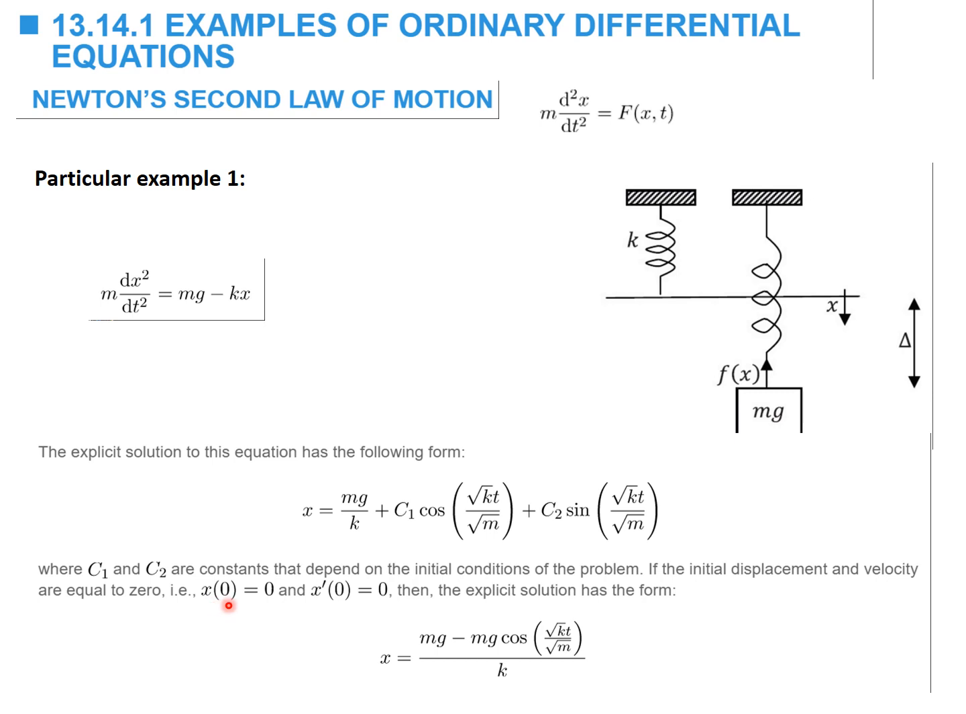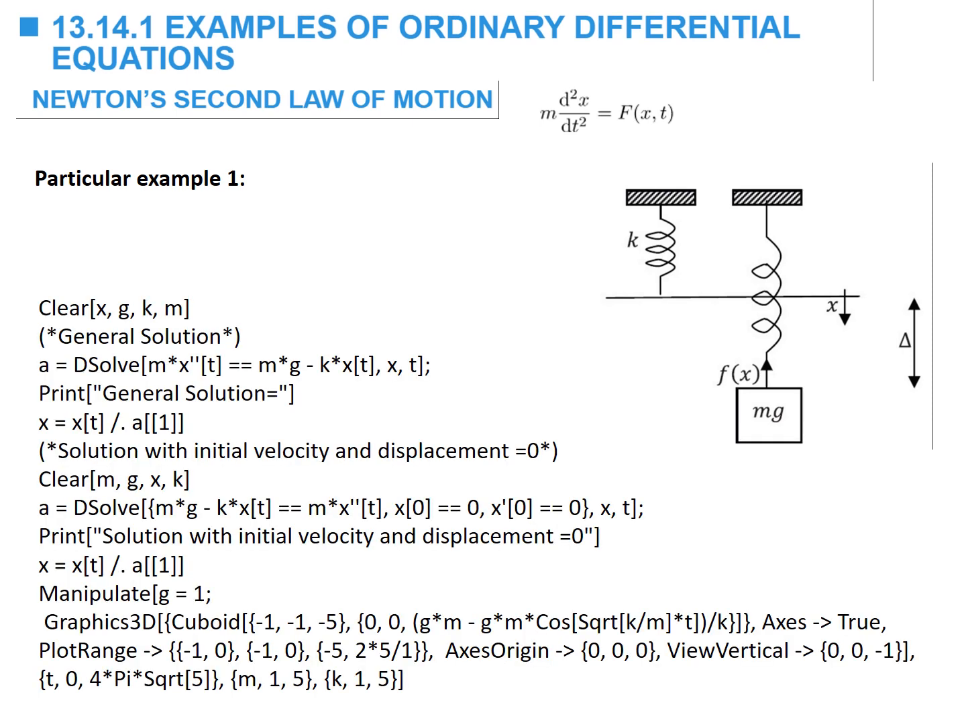If we assume that the initial position is 0 and the initial velocity is 0, then the position of that mass will follow this equation that you have right here. I've also provided some Mathematica code that you can copy and paste, and you can change the parameters of the problem and see the effect on the dynamic behavior of that mass.